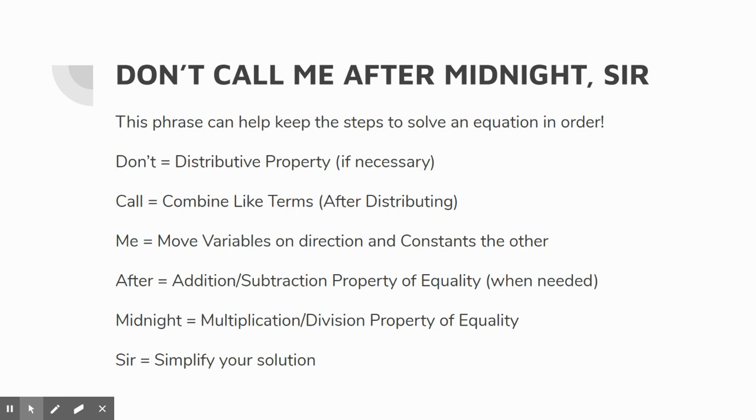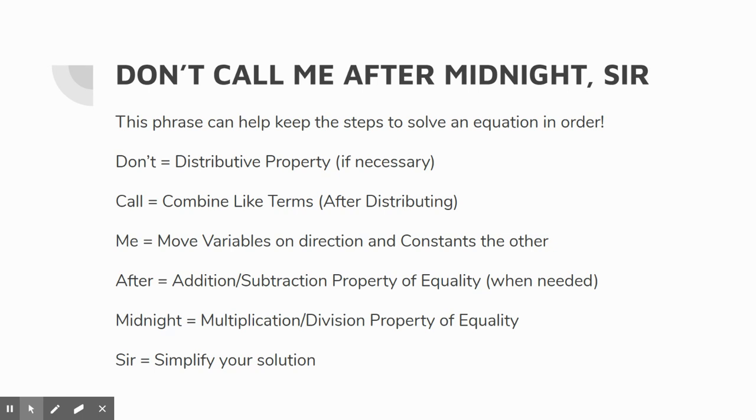So the first step you're going to take is "don't," which is distributive property. That's when you have a term on the outside of the parentheses and you need to distribute it to everything on the inside of the parentheses. Then "call," combine like terms. That's after you distribute everything. "Me" is move variables one direction and constants the other direction.